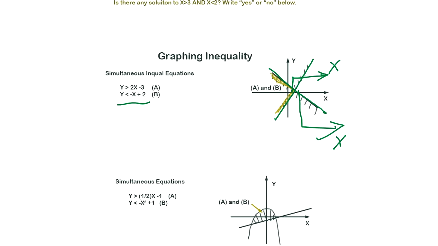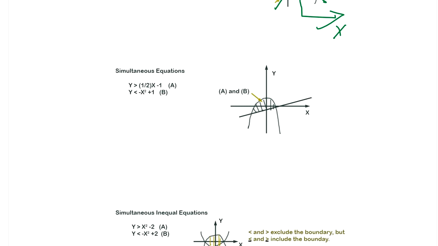Okay, so this range of x is a solution. Okay, simultaneous equation. If we say y is larger than a linear equation and smaller than a quadratic equation, so anything above this line but below this curve, any x will satisfy this condition.